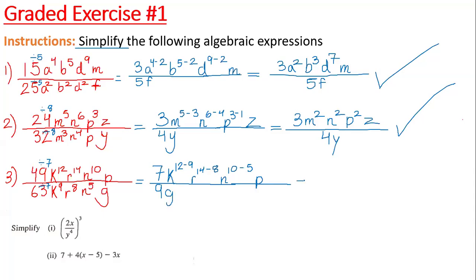So its answer is gonna be equal to 7. K to the power of 3. R to the power of what? 6. Very good. And then N to the power of what? 5. Very good. And it's gonna be P, all over 9G.